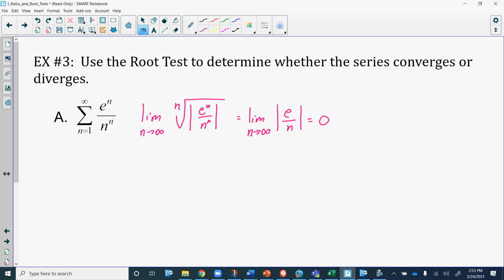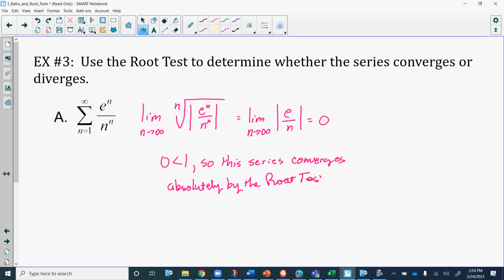And so in this case, because 0 is less than 1, not less than or equal to, but less than 1, this series converges absolutely by the root test.